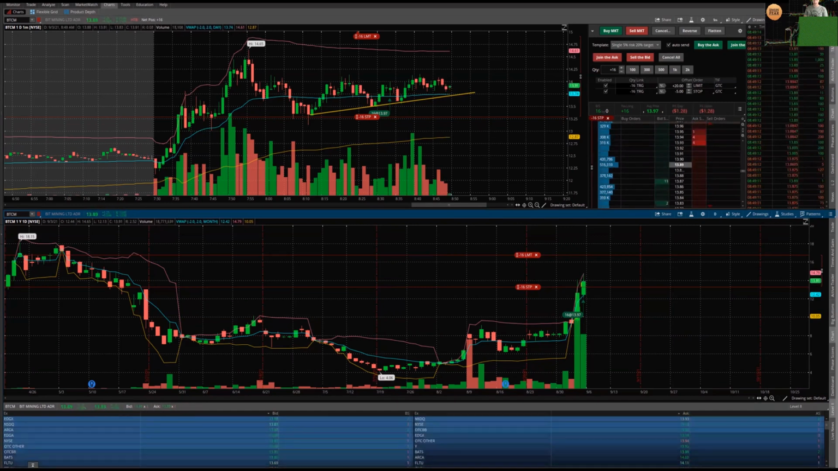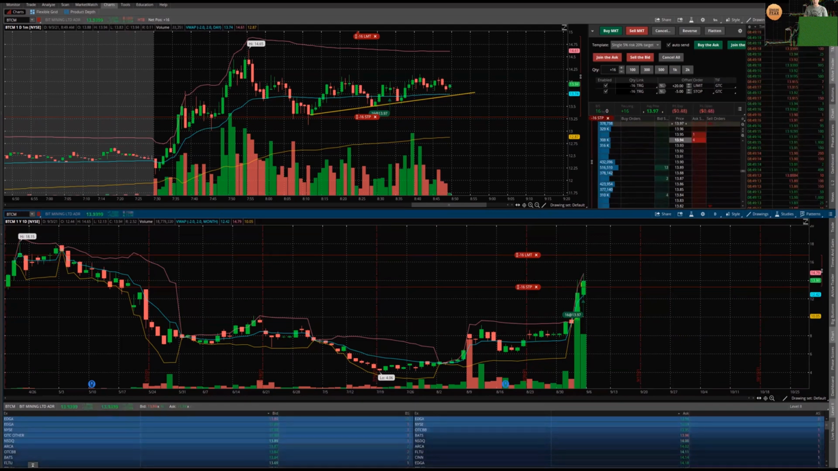And so what I'm also doing right now is adding the trade to my tracker, making sure I'm tracking all the information I need to.